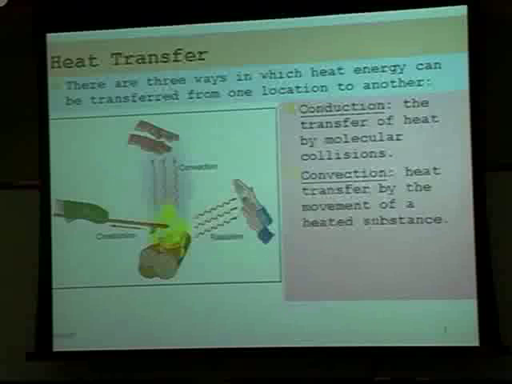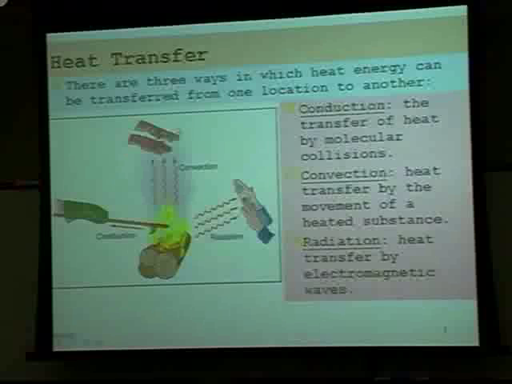Convection is actual heat transfer by the movement of a heated substance. In this case, we have the air heated and demonstrated by a little smoke here. We actually have the actual movement of the heated substance heating the hands above that location. Radiation is heat transferred by electromagnetic waves, the whole electromagnetic spectrum, which doesn't necessarily need a medium in between. And so it's the waves transferring the energy to the object by heating the object through radiation.